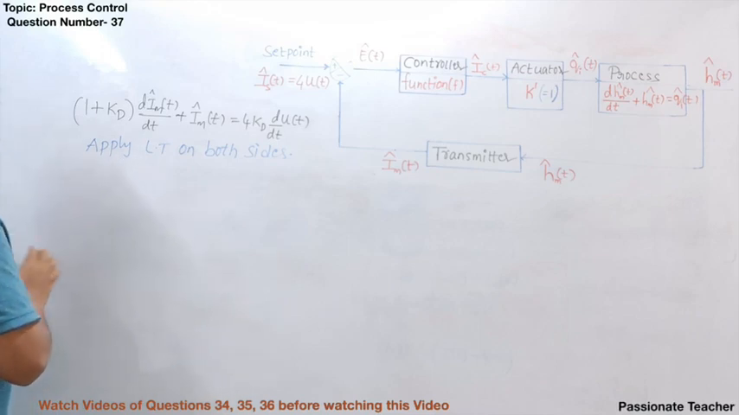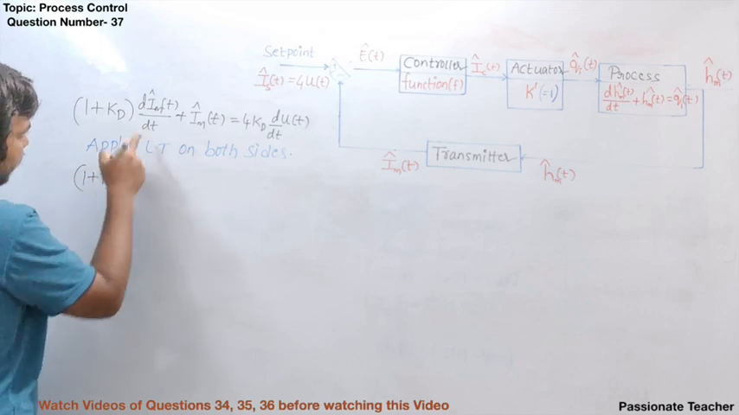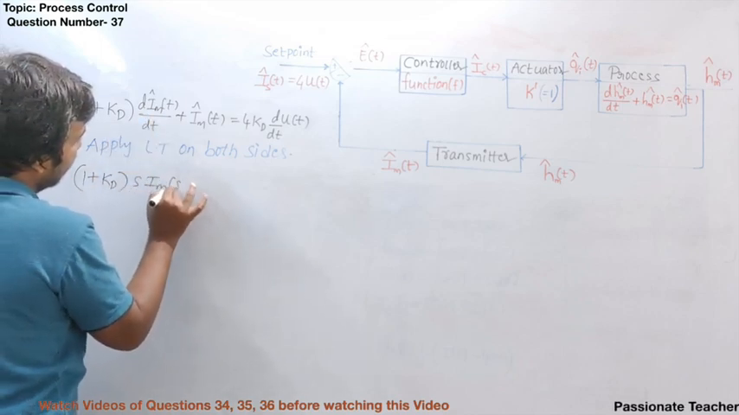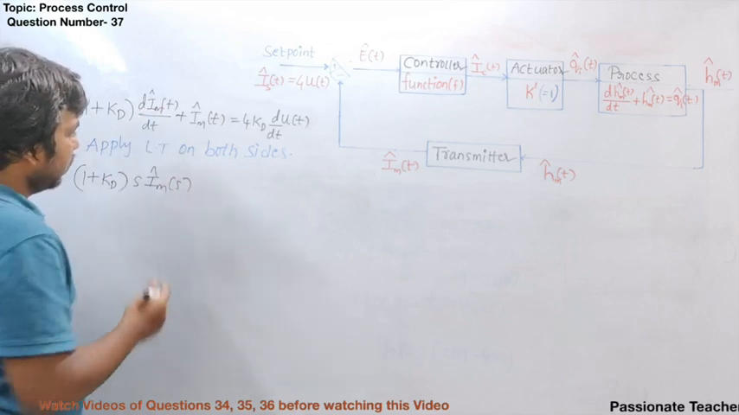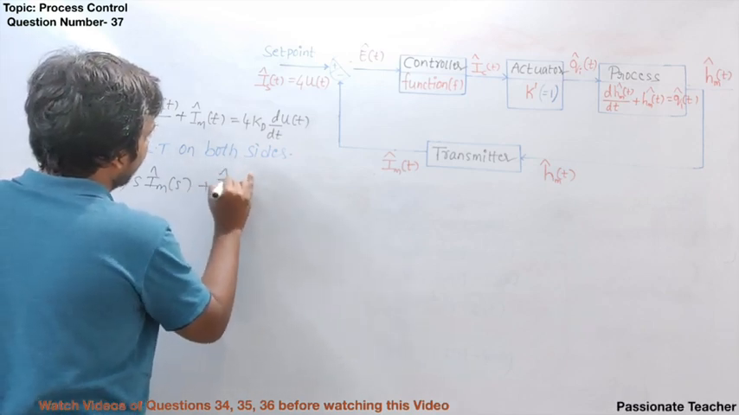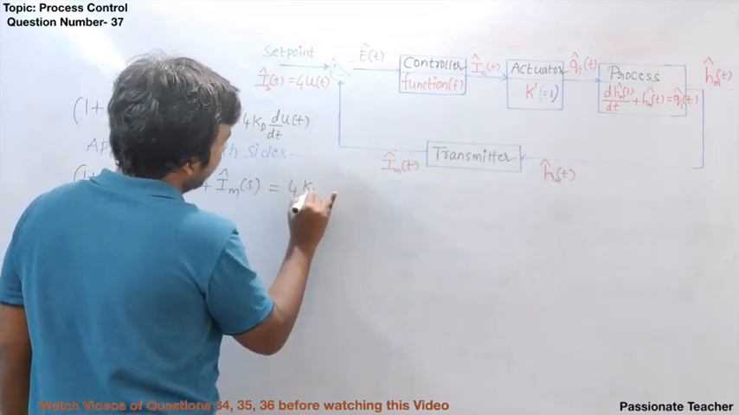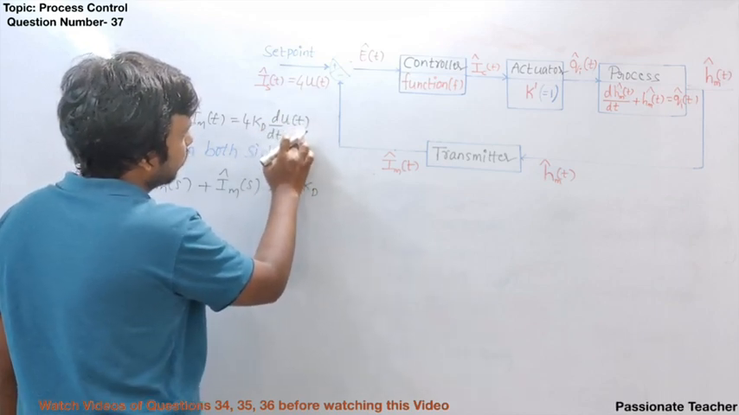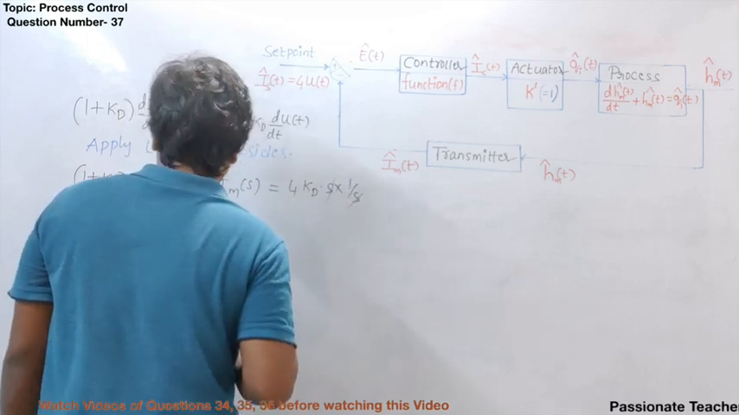So (1 plus kd) whole into s into Im of s. Anyway, the initial value of Im cap of t is equal to 0, so the initial value is not required. Now plus this is going to be equal to Im cap of s, and here this will be equal to 4 into kd d by dt, that is s into u of s. U of s is equal to 1 by s, so in fact it will become like this. So this will go off, right?